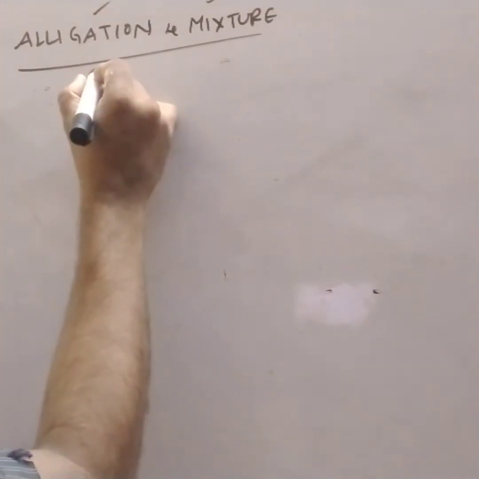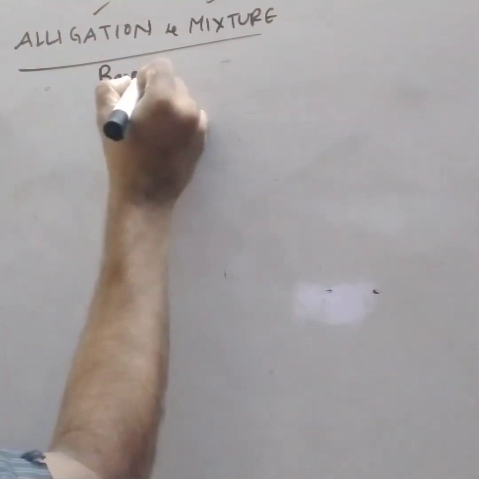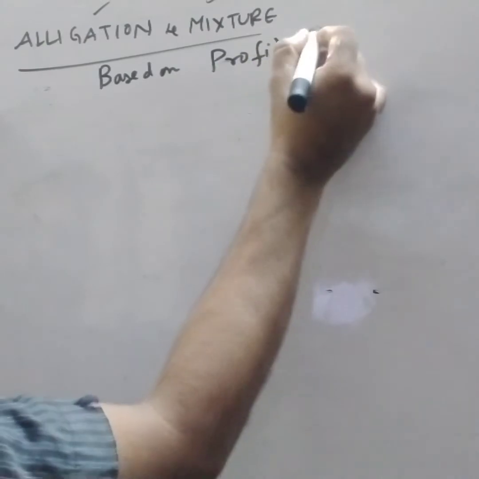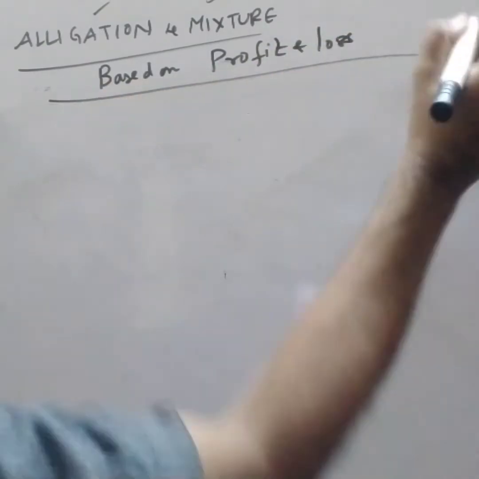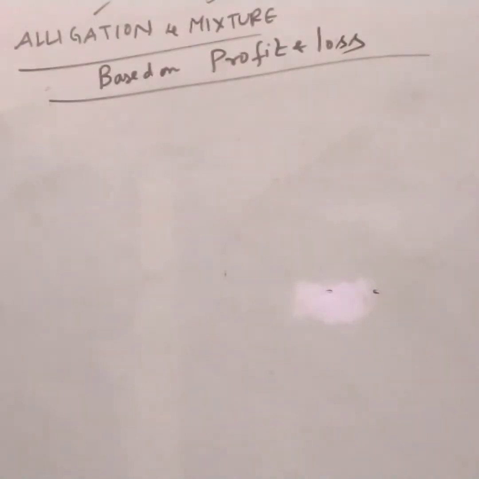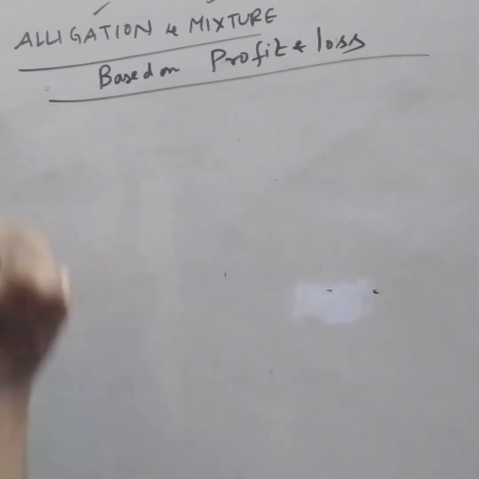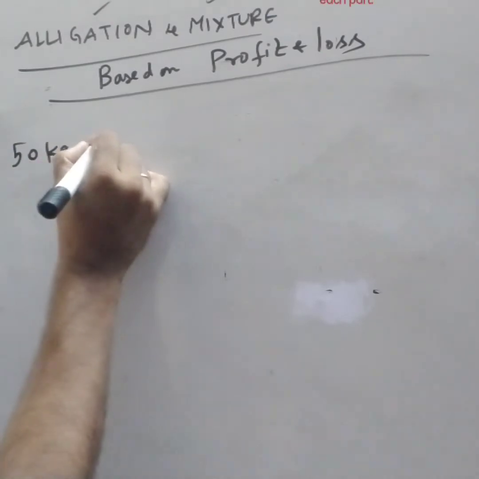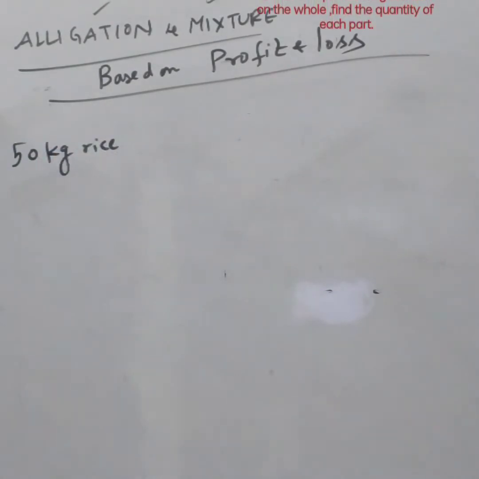Allegation and mixture based on profit and loss. Profit and loss questions. Let us see now. A shopkeeper has, first question, only one question. A shopkeeper has 50 kgs of rice.